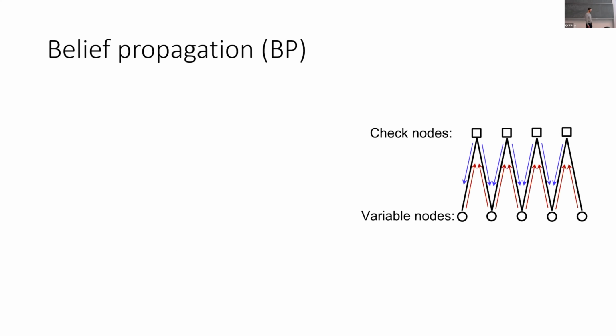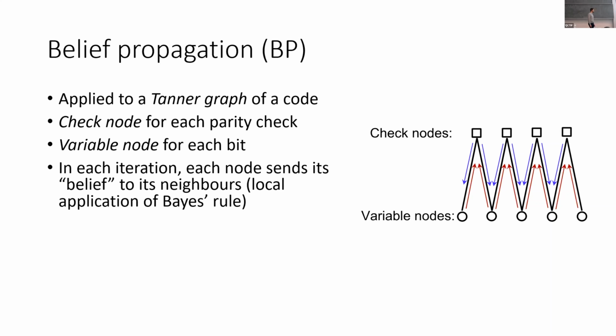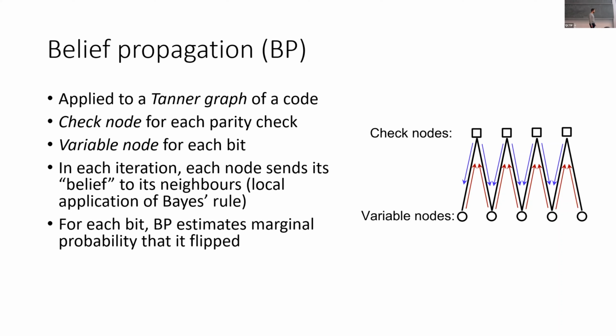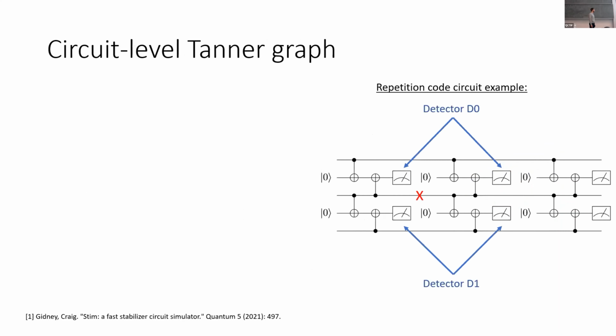So what's belief propagation? It's applied to the Tanner graph of a code, and it has a check node for each parity check and a variable node for each bit. In each iteration, each node sends its so-called belief to its neighbors in what's like a local application of Bayes' rule. And for each bit, each variable node, BP estimates the marginal probability that it flipped. It computes the marginals exactly on tree graphs, but approximately, though still quite well, on loopy graphs.